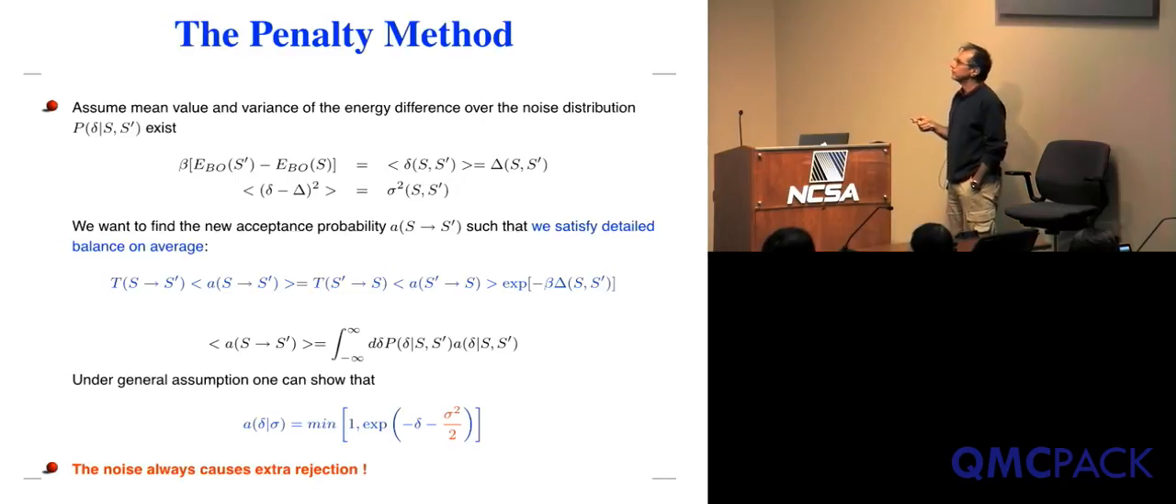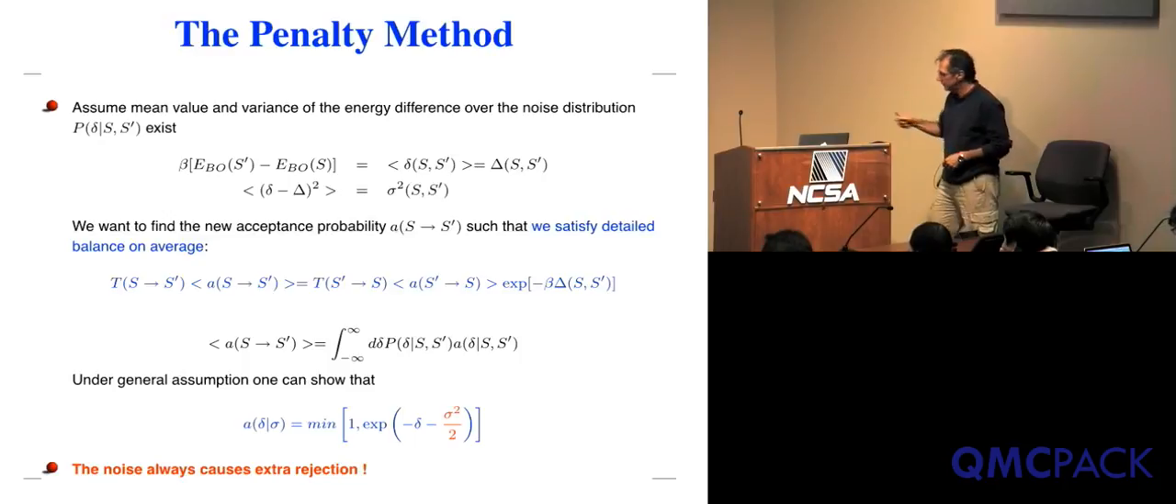Well, first of all, you have to assume that for each pair of configurations, the average of this difference exists, and we call it capital delta, and the variance also exists. So the distribution of the noise, the distribution of this delta for this pair of configurations, gives you finite numbers for these two averages.